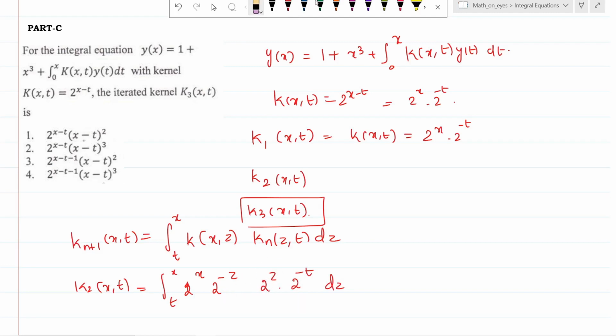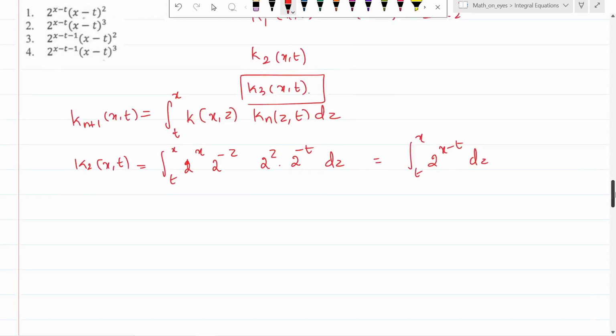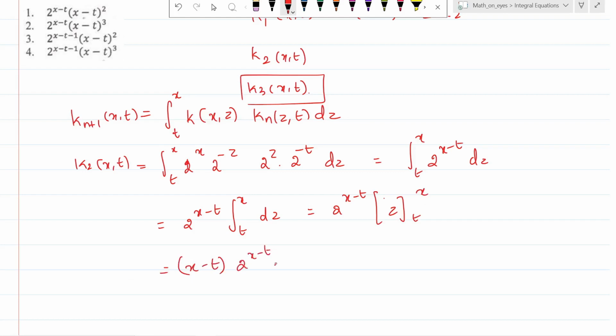So these two vanish. So we get the integral from t to x of 2 to the power x minus t into dz. This term is independent of z, so you can take it outside. So this is 2 to the power x minus t, integral t to x of dz. When you take the integral, you will find it as z, lower limit t, upper limit x. So we get x minus t into 2 to the power x minus t. This is what our k2 of x comma t is.